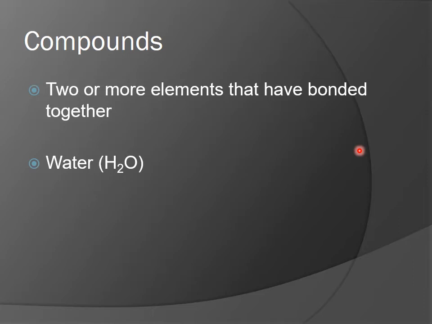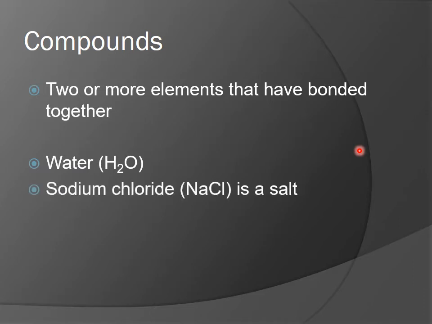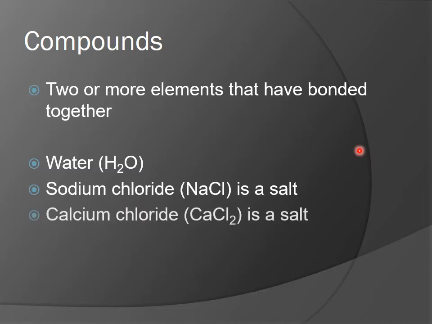So for instance, water, H2O. Hydrogen is an explosive gas. Oxygen supports flame, but when you put them together, you get water, which actually puts out many types of fires. Sodium chloride, NaCl, is what we call table salt. Sodium is an explosive metal. Chlorine is a deadly gas. You put them together, and all of a sudden we have something we can put on our French fries.